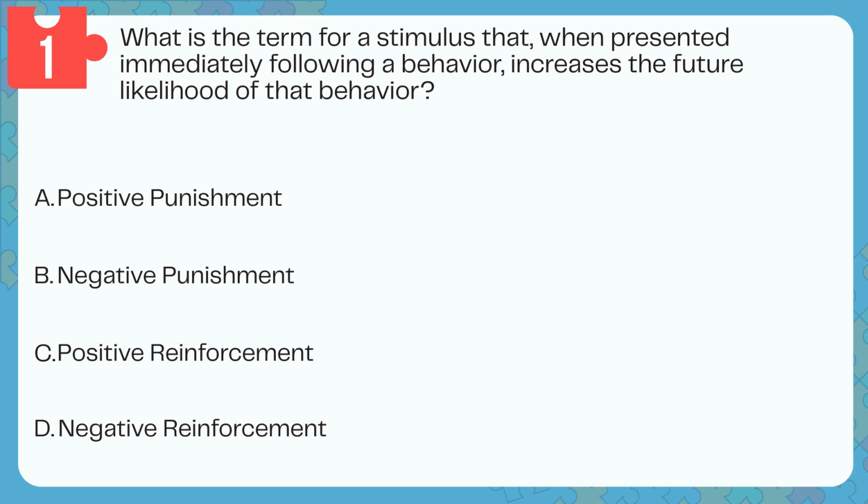Question 1. What is the term for a stimulus that, when presented immediately following a behavior, increases the future likelihood of that behavior? A. Positive punishment. B. Negative punishment. C. Positive reinforcement. D. Negative reinforcement.